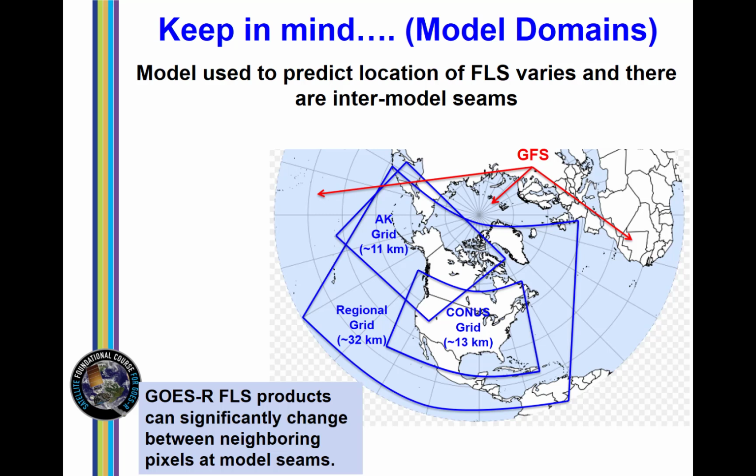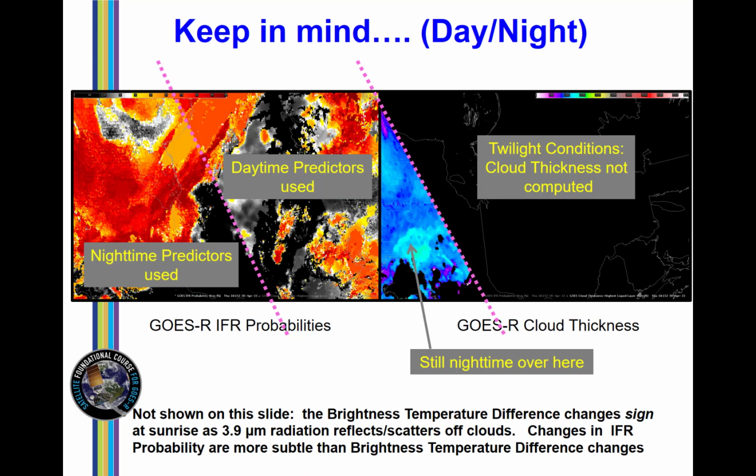The model data used in IFR probability varies by region. Domains and resolutions are noted on this slide. If you are forecasting outside of North America, you may see probability differences at the model boundaries because GFS and rapid refresh solutions will vary. There are occasionally stray light issues around the equinoxes and brightness temperature difference fields, and that will affect IFR probability fields. Be aware of that.